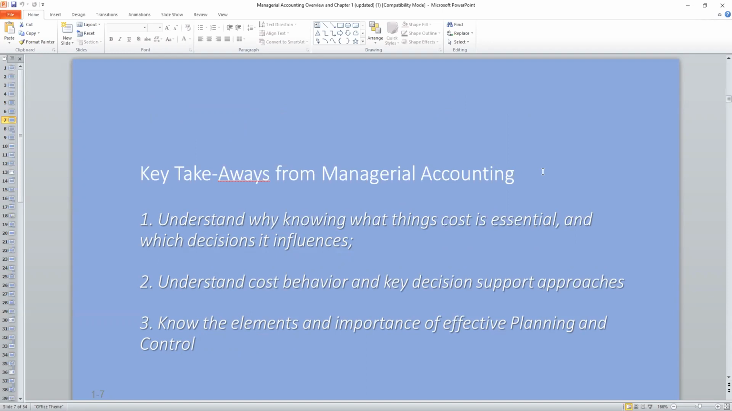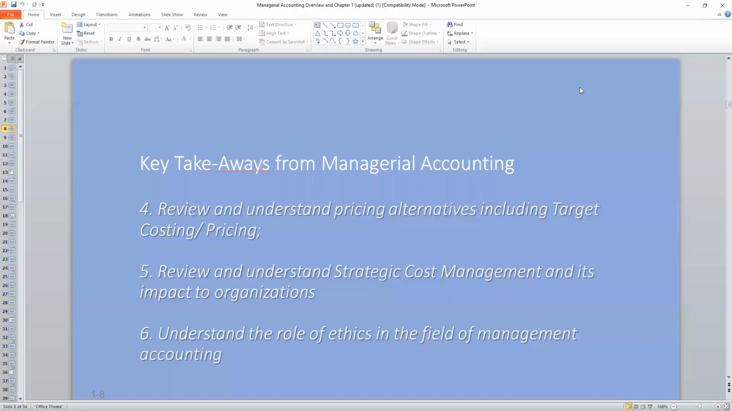So cost behavior we'll get into soon, and we'll use a model called cost volume profit analysis. Know the elements and importance of effective planning and control. We'll review and understand pricing alternatives, including target costing and pricing. We'll review and understand strategic cost management and its impact to organizations. And we'll understand the role of ethics in the field of management accounting.